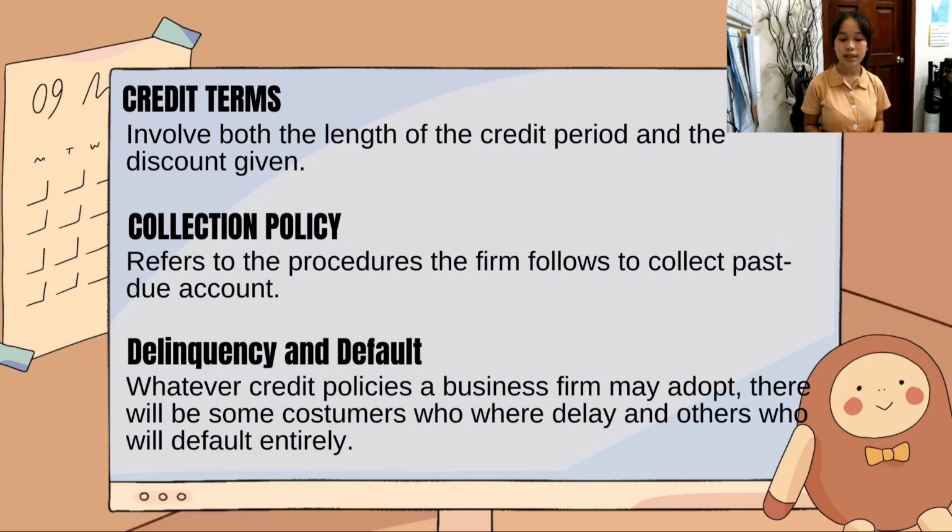Next is delinquency and default. Whatever credit policies a business firm may adopt, there will be some customers who will delay and others who will default entirely, thereby increasing the total accounts receivable cost. Hence, the optimal credit policy that should be adopted is the one that provides the greatest marginal benefits.